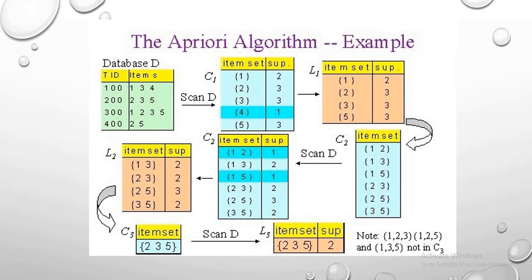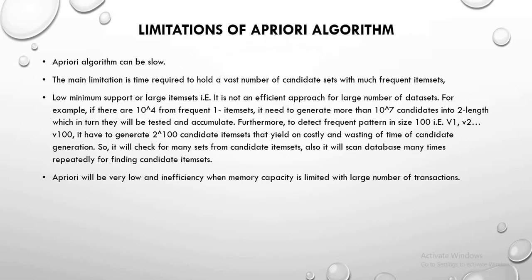Here I am not explaining the conditional formatting. I just want to tell you what the Apriori algorithm is and how simply you can identify it. Now we'll go for the Apriori algorithm limitations.